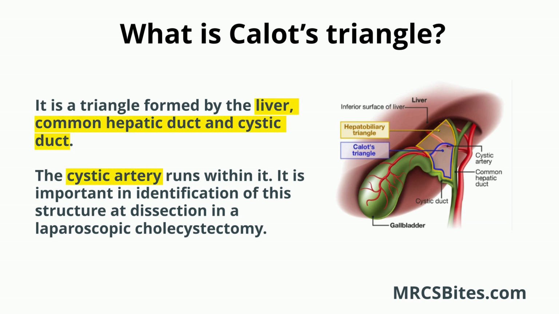What is Calot's triangle? It is a triangle formed by the liver, common hepatic duct, and cystic duct. The cystic artery runs within it. It is important in identification of this structure at dissection in a laparoscopic cholecystectomy.